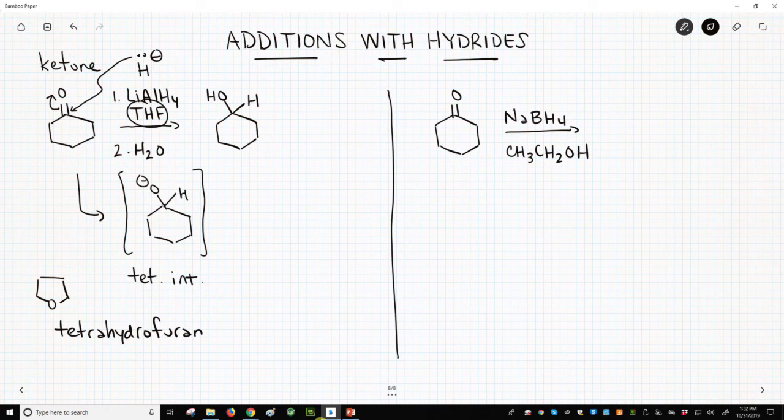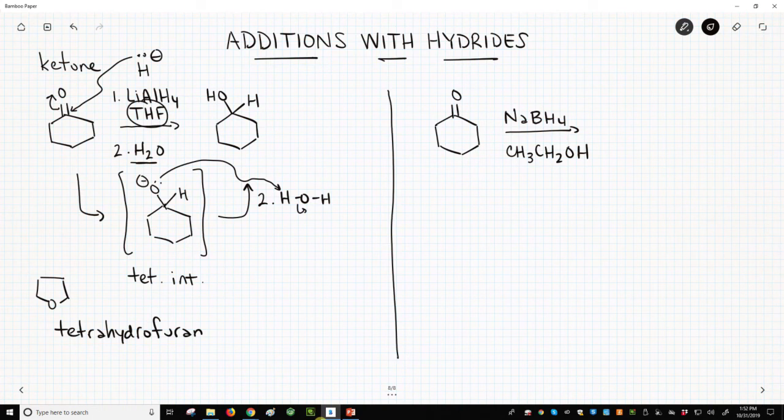Because lithium aluminum hydride reacts vigorously with even weak acids, the reaction is free of any acidic protons. There's no water around. For this reason, we have a second step. Once the reaction has formed the tetrahedral intermediate, then, in a second step, we add water, and water protonates our O- to get the alcohol.